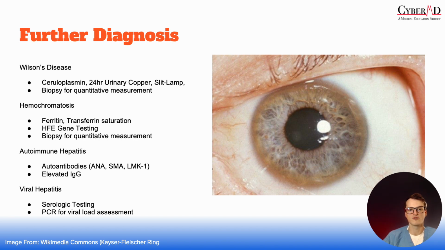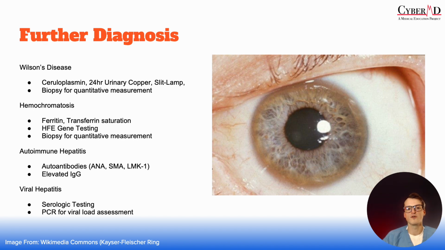With regards to hemochromatosis, again, that genetic condition with iron overload, we can assess serum ferritin and transferrin saturation levels with elevated levels suggesting iron accumulation. We can do HFE gene testing, which is crucial as specific mutations are associated with hemochromatosis. And then in some cases, again, a liver biopsy for quantitative iron measurement is necessary.